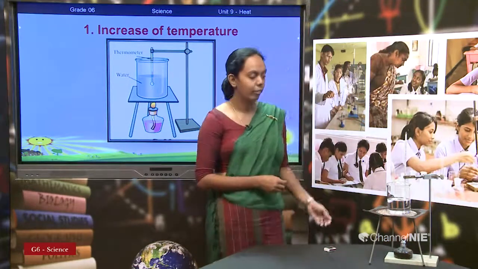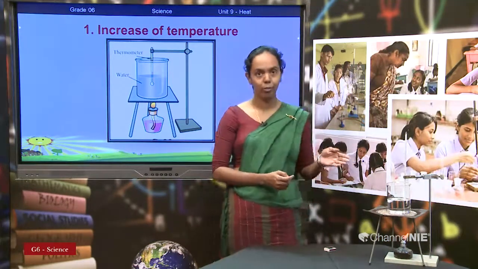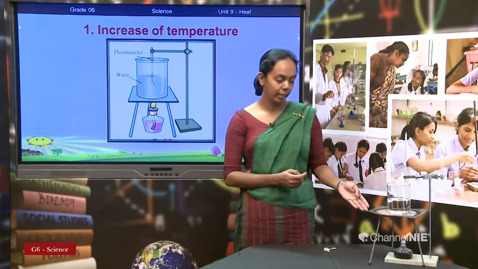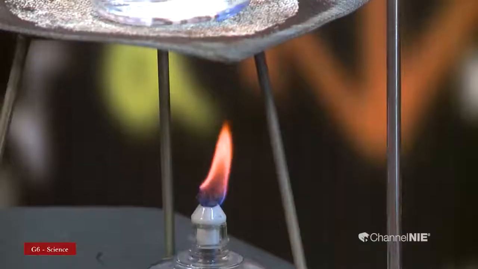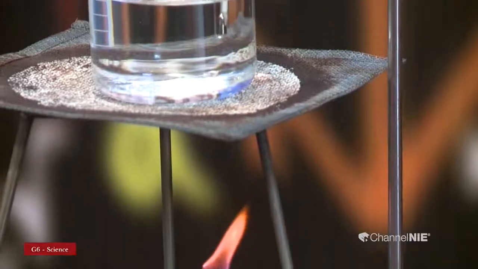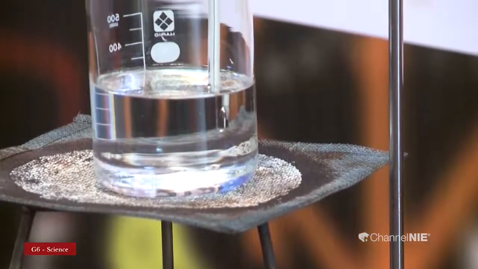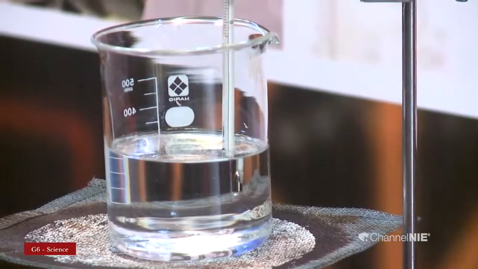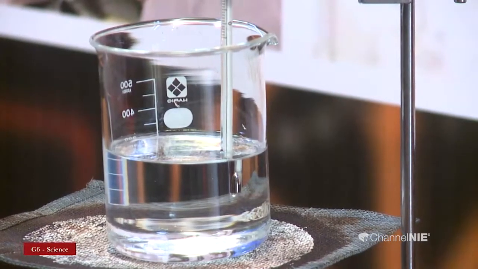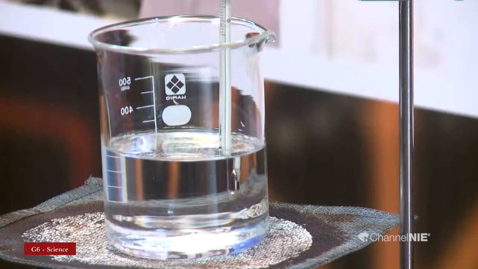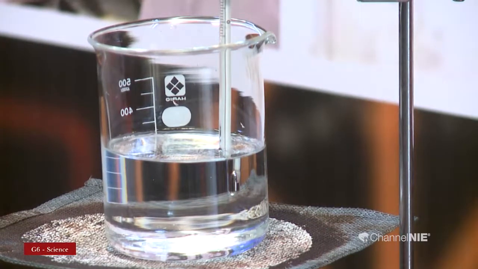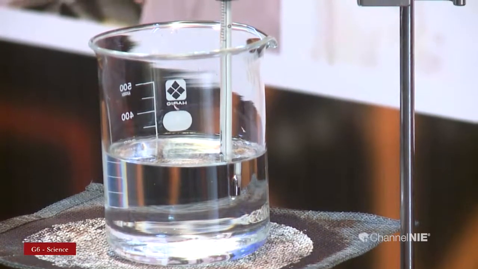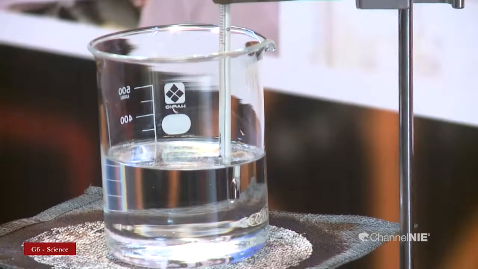Now we will see what happens to the temperature of the water when we supply heat using a spirit lamp. When we are supplying the heat, you can see the temperature of the water increases. Now we will see why the temperature increases. When we are supplying the heat, water absorbs the heat from the flame of the spirit lamp. Due to this heat, the temperature of the water increases.